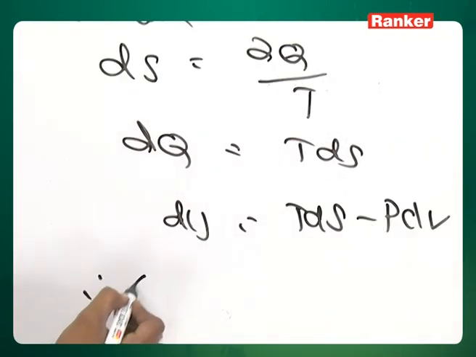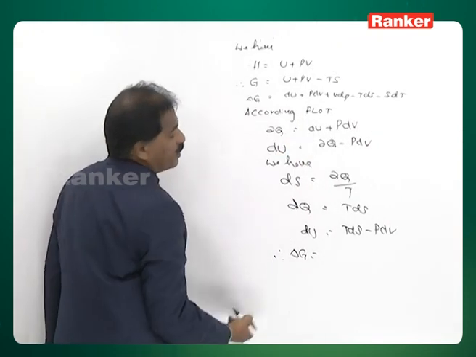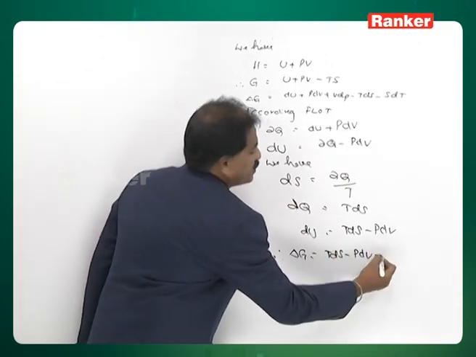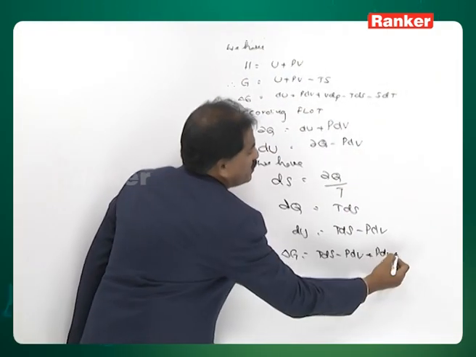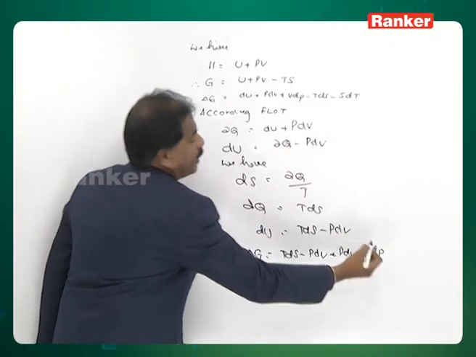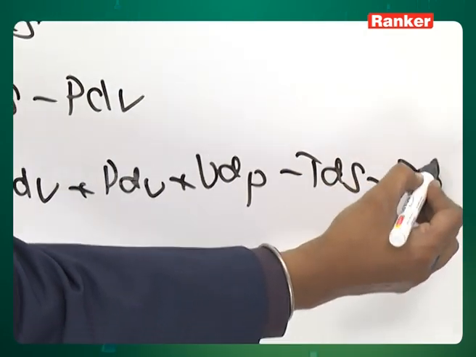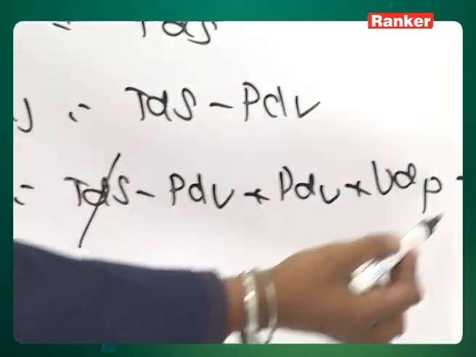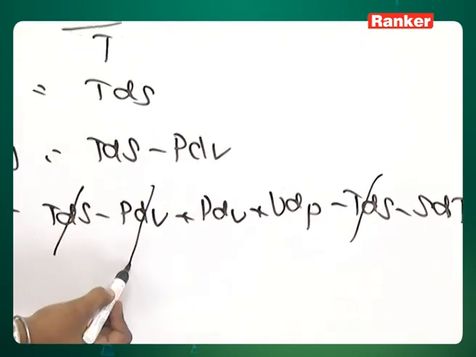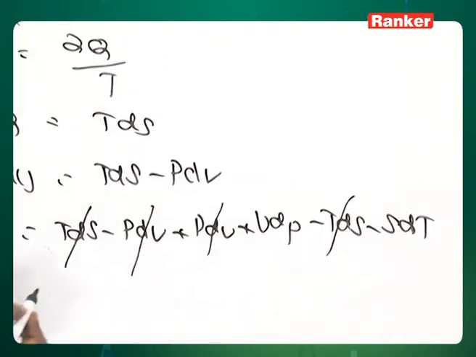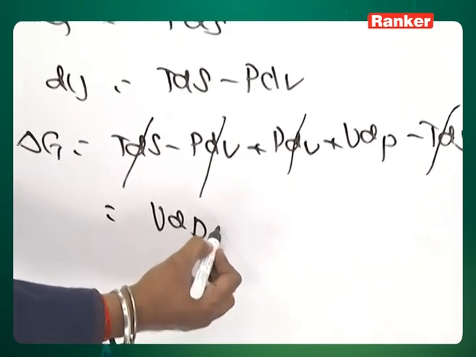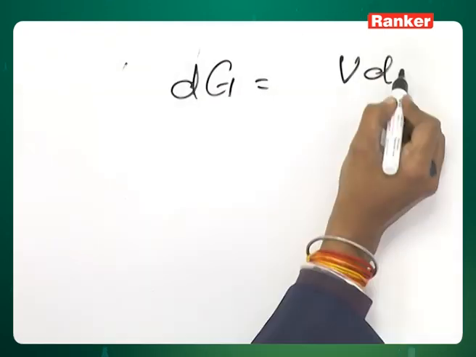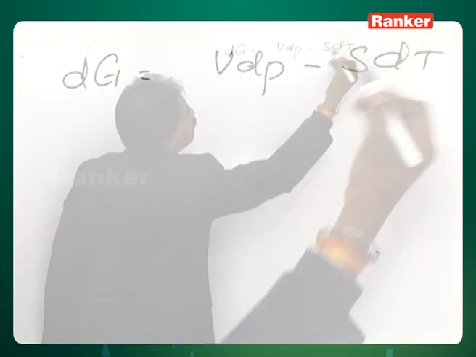Therefore, the free energy change dG is equal to dU. dU means T dS minus P dV. Next, plus P dV plus V dP minus T dS minus S dT. Therefore, plus T dS minus T dS, minus P dV plus P dV. Therefore, dG is equal to V dP minus S dT.